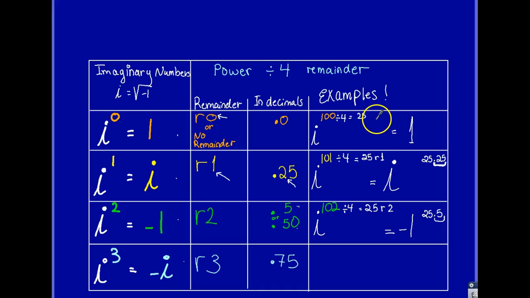Again, the remainder is what decides what value to use. When you have no remainder, 1. You have a remainder of 1, it's simply i. Remainder of 2, you have a negative 1.